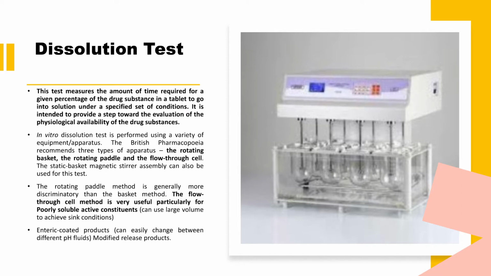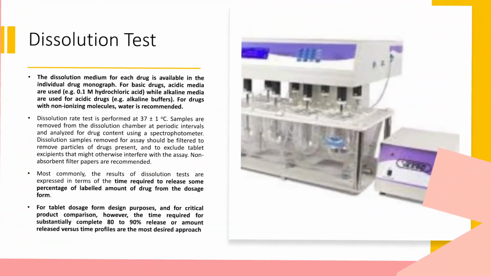Enteric coated products and modified release dosage forms are exceptional dosage forms, so they need to be tested in different ways. The specified set of conditions varies for different types of drugs, and the limits are also different as per different pharmacopoeias. When we look at the dissolution apparatus from the United States Pharmacopoeia, we find that there are basically 7 sets of apparatus recommended by the USP. We shall be discussing them one by one.